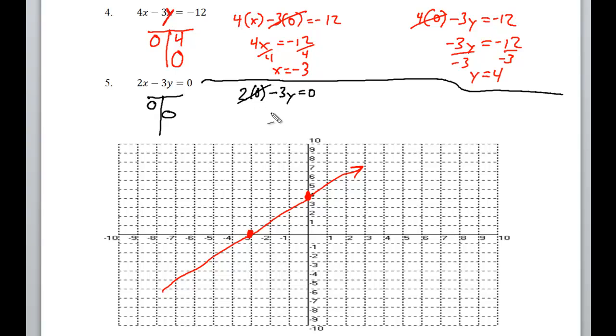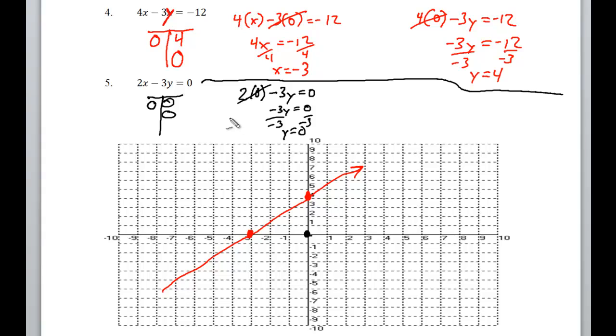Now that turns into 0. Negative 3y equals 0, dividing both sides by negative 3. And we just learned on the previous slide, 0 divided by negative 3 is 0. So y is equal to 0. So there's my point, right there in the middle, (0, 0).